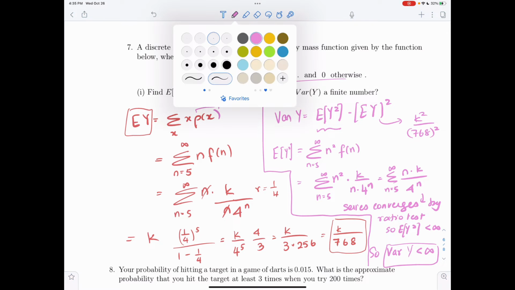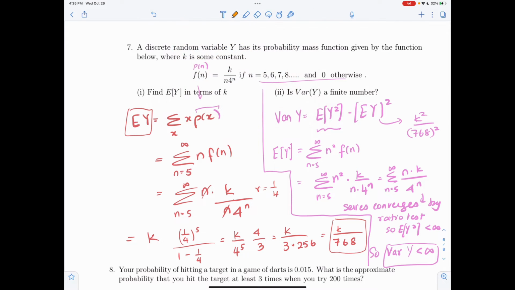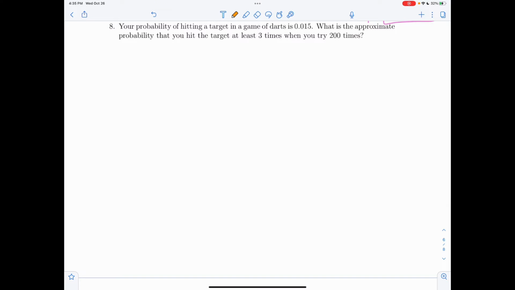All right, so on to number 8. Okay, probability of hitting a target in a game of darts is 0.015. What's the approximate probability that you hit the target at least 3 times when you try 200 times? Okay, now here's the comment on this. So what is going on? You're hitting the target again and again and again. You're trying 200 times, right? And each time this is your probability. It's tiny. You're asked what's the probability of hitting at least 3 times.